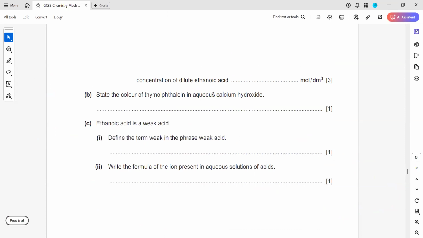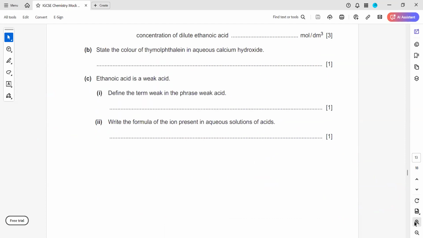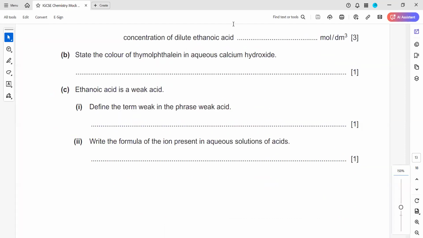What is the color of thymolphthalein in alkaline medium? Phenolphthalein is colorless in acidic and pink in alkaline. Thymolphthalein is blue in color.